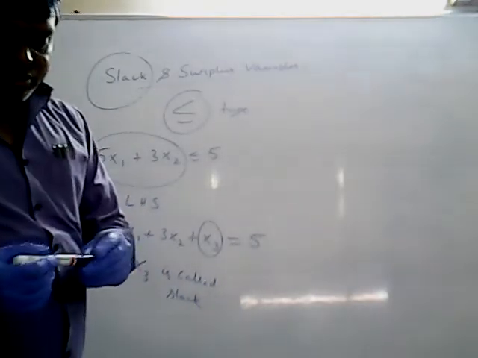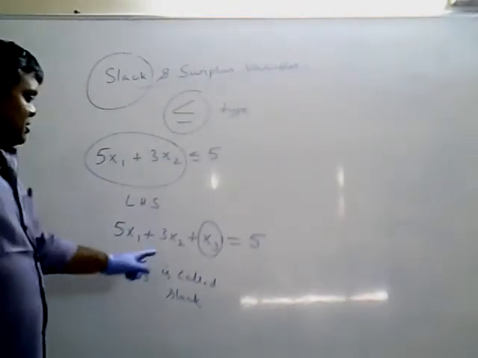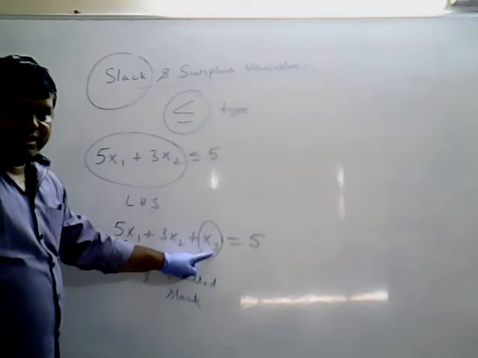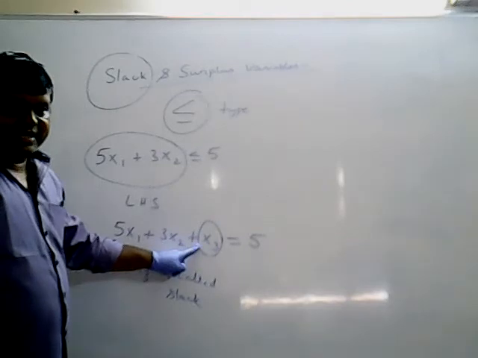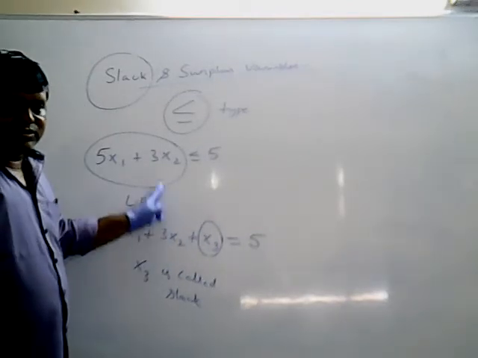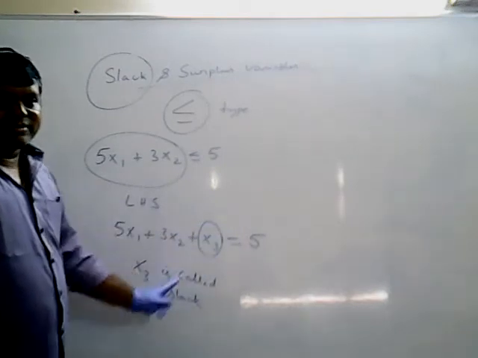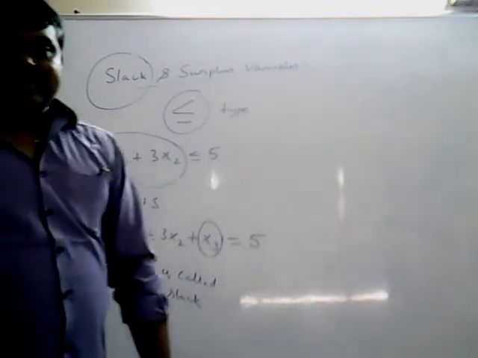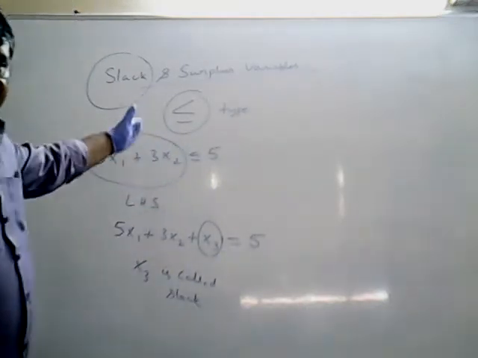I think all of you understood what slack variable means. Now by seeing the example, you can write the definition of slack variable. The non-negative variable which is added to the LHS of the constraint to make it as equality type is called slack variable. Slack variables are used only for less than or equal to type constraints. I hope all of you understood this one.